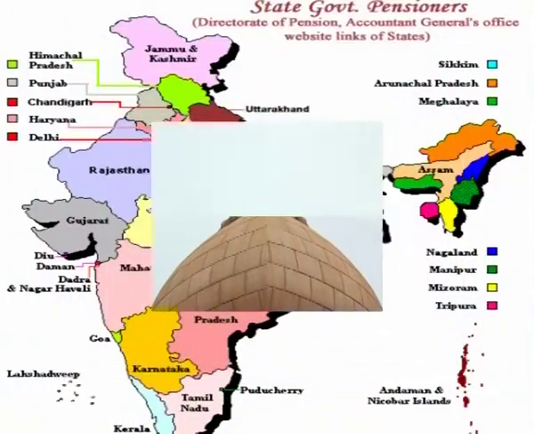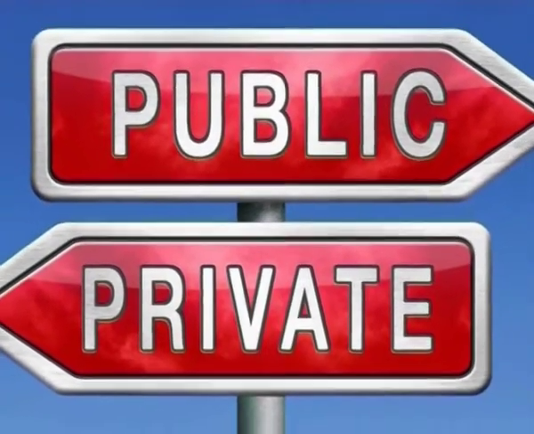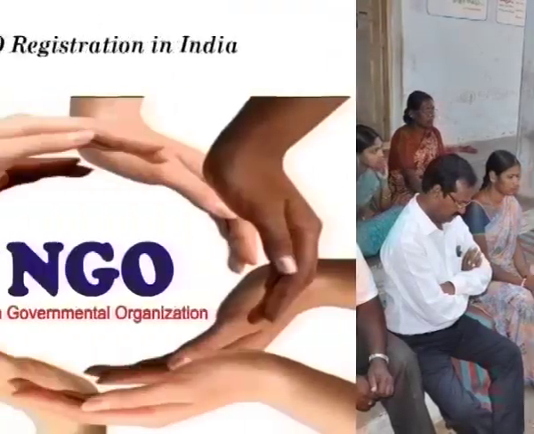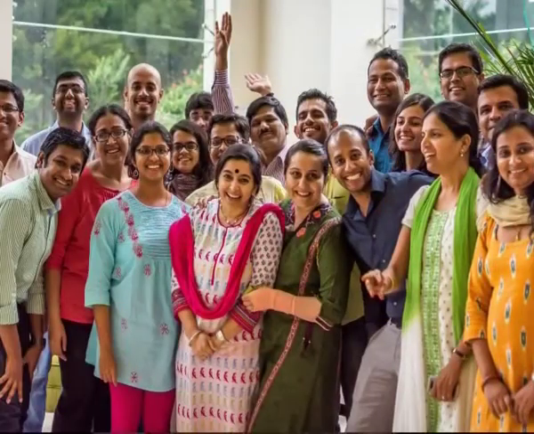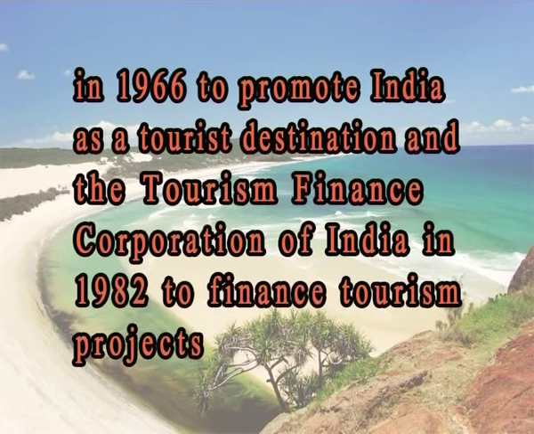The proposed policy recognizes the roles of central and state governments, public sector undertakings and the private sector in the development of tourism. Panchayat Raj institutions, local bodies, non-governmental organizations and the local youths have been involved in the development process. The other significant development that took place was the setting up of the Indian Tourism Development Corporation in 1966 to promote India as a tourist destination, and the Tourism Finance Corporation of India in 1982 to finance tourism projects.